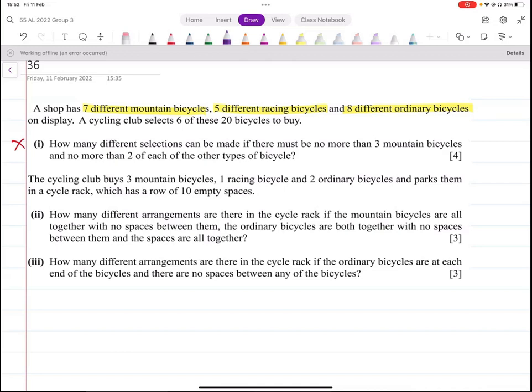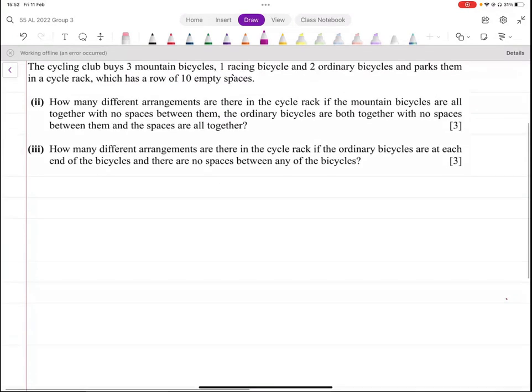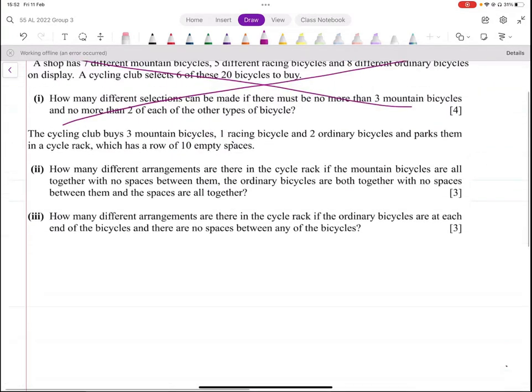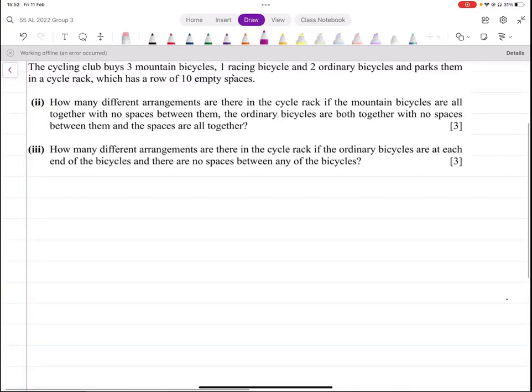The cycling club buys 3 mountain bicycles, 1 racing bicycle, and 2 ordinary bicycles. Okay, yeah. So let's look at this. First को छोड़ दें. First को आप छोड़ दें. We're not doing that right now. Let's look at this. The cycling club buys 3 mountain bicycles, 1 racing bicycle, and 2 ordinary bicycles. So this is what we have.